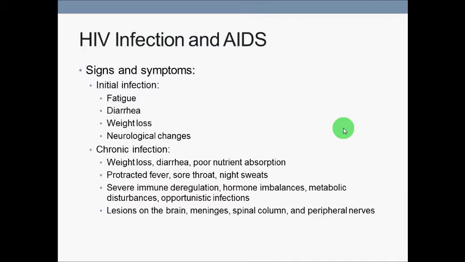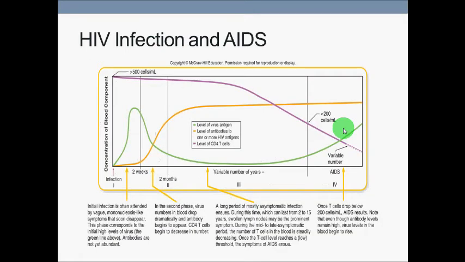Some really rare cases even cause lesions. So there's strange growths or abnormalities on the brain, meninges, spinal column, and even peripheral nerves. Those are nerves that you find in the limbs, like the arms and the legs. All of these symptoms go along with the course of the disease.